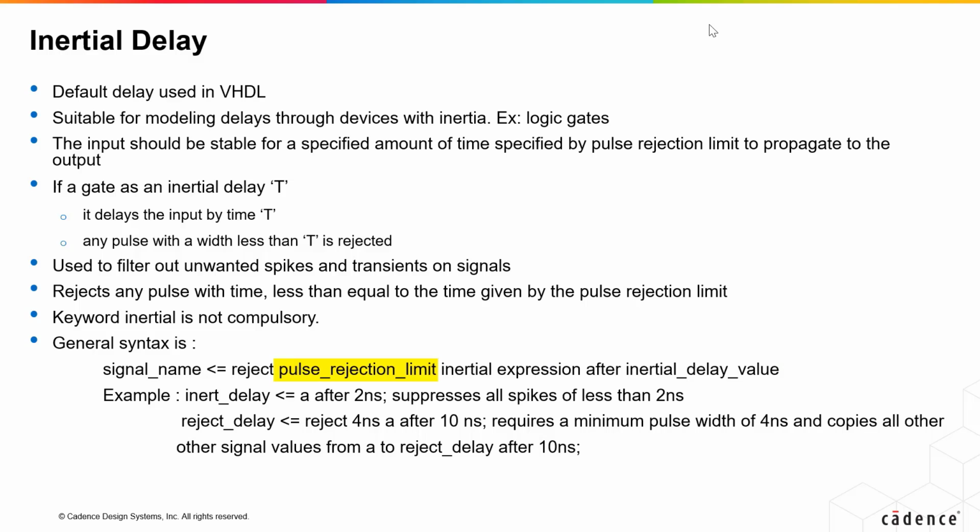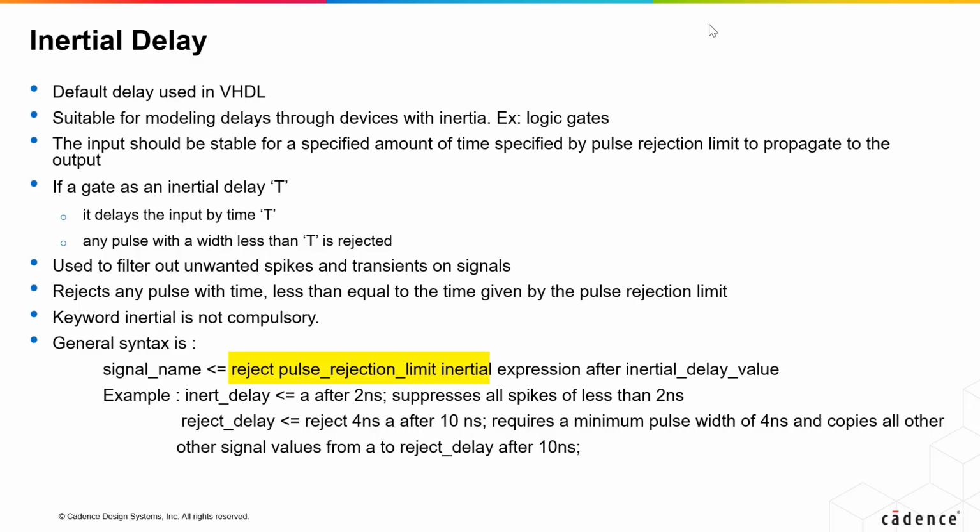Here, the pulse rejection limit dictates the amount of time for which the input has to be stable in order to reflect at the output. Inertial is the keyword. The value given out by the expression is delayed by a time specified by the inertial delay value. And if any input change is less than the pulse rejection limit, that particular pulse is suppressed.